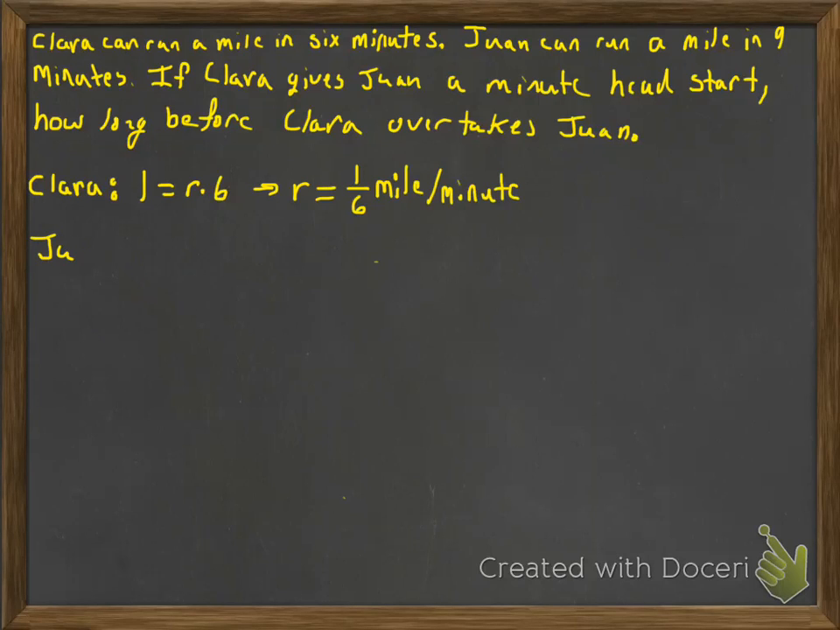Juan is a very similar equation. It's going to be 1 is equal to r times the minutes required, which is 9. So his rate is 1/9 a mile per minute.